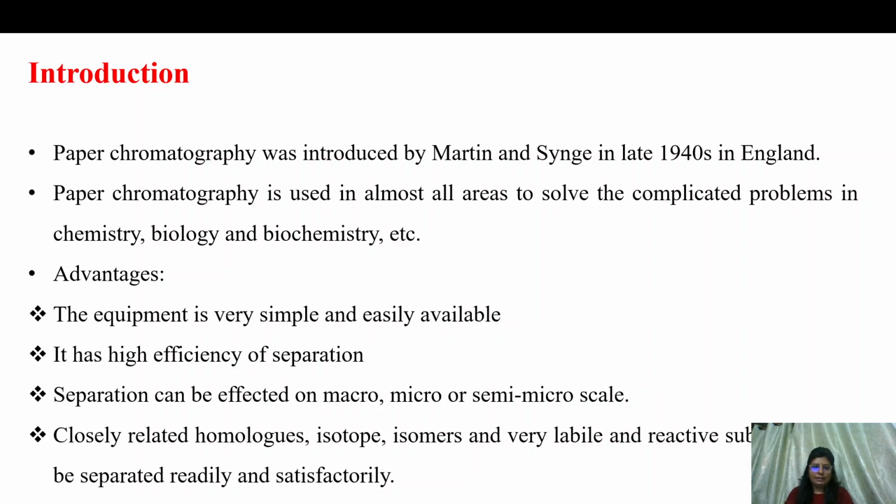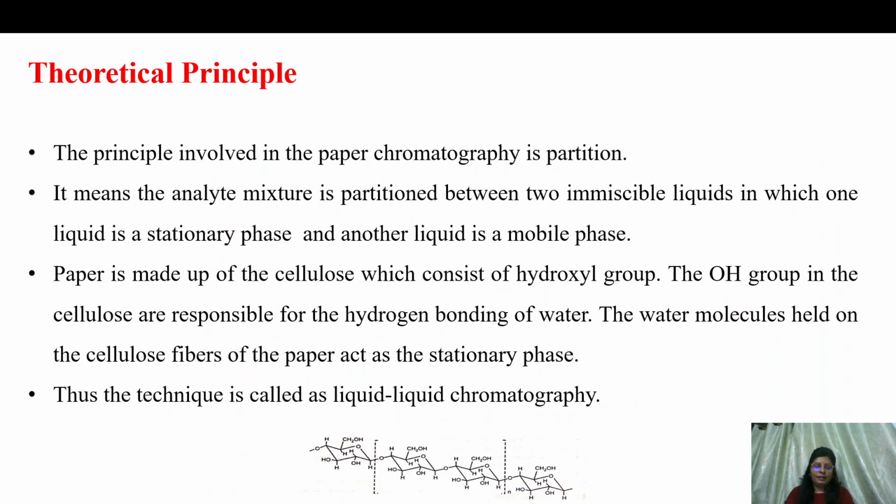Now let's talk about the advantages of paper chromatography. The equipment required for paper chromatography is very simple. It is easily available in your laboratories, and it has a high efficiency for separation, and the separation can be effected on macro, micro and semi-micro scale. Closely related compounds like homologues, isotopes, isomers and very labile and reactive substances can also be satisfactorily separated by this technique.